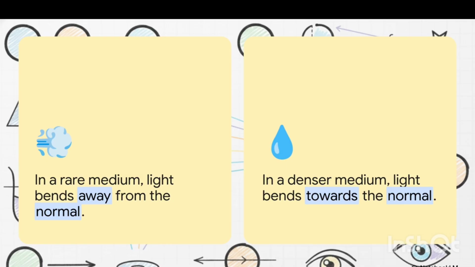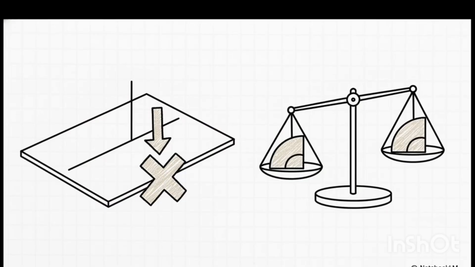But if that same light plunges into a denser medium, say a solid block of glass or a pool of water where the particles are packed tightly together, it slows down and bends sharply toward that normal line. But nature isn't just wildly bending this light wherever it feels like it. There are two absolute, unbreakable laws of refraction it has to obey.